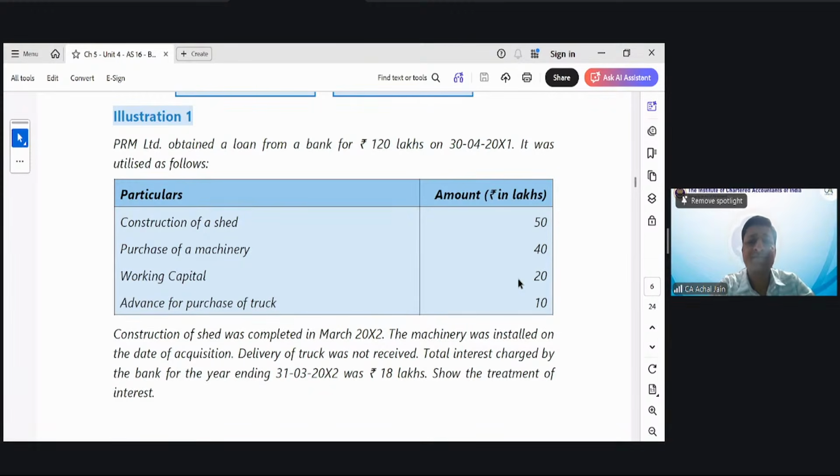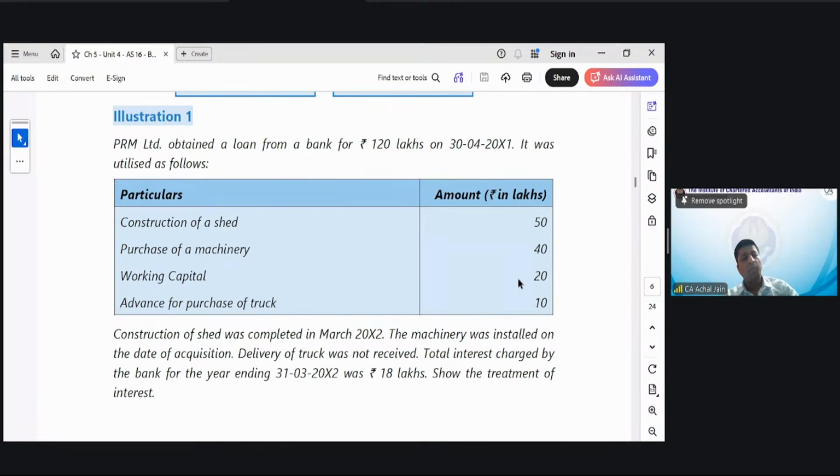It is going to be capitalized, sir, because it is a qualifying asset. Entire amount will be capitalized. Yes, sir. 18 lakhs you will capitalize, is it? Yes, sir. Why? Because the qualifying asset is constructed and completed within 12 months, substantial period of time.